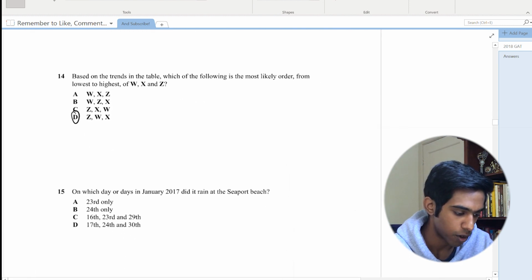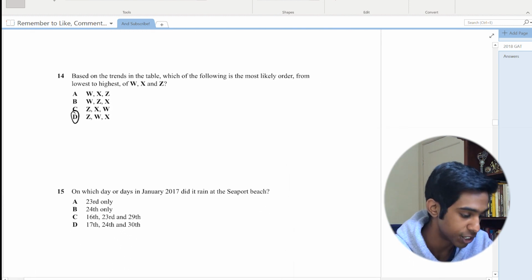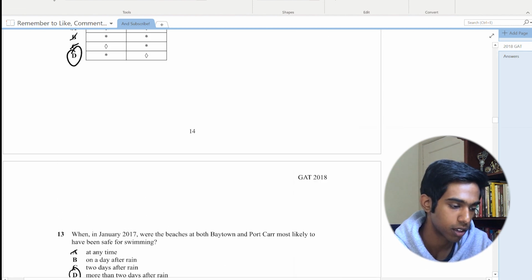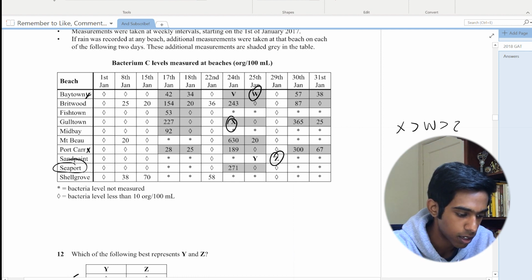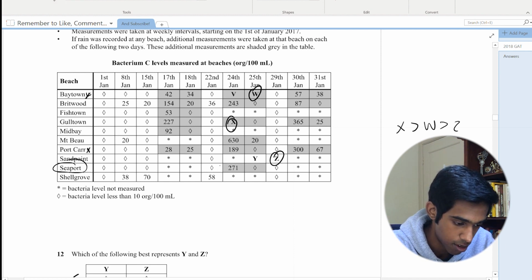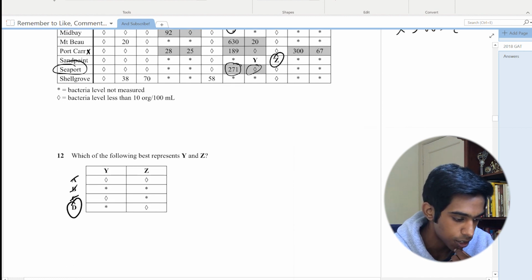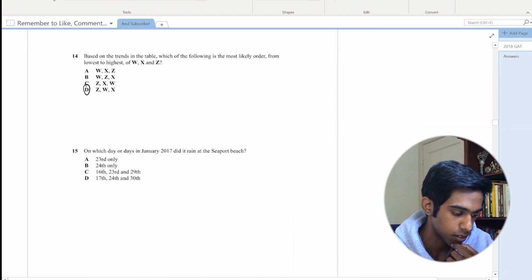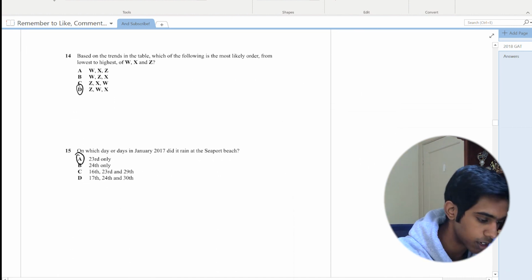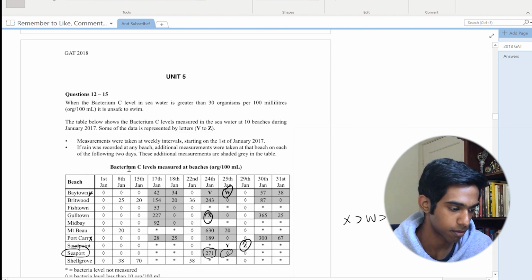Okay. On which day or days in January 2017 did it rain at the Seaport beach? Okay. So we'll have a look at this. Seaport is this beach. It did not rain on the 15th because there were no measurements taken here. It did rain on the 23rd because the measurements were taken here. So that would be the 23rd only, I believe.